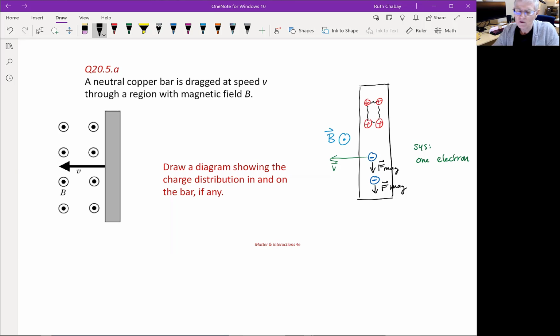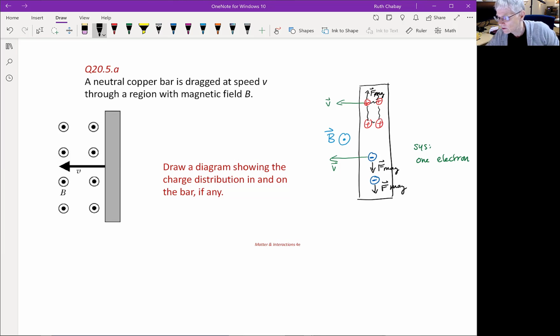Now, is there a magnetic force on the positive atomic cores? Well, let's see. They're moving to the left at speed v, so v cross B is up. So there would indeed be a magnetic force on these things, but they can't move. They're pretty rigidly held in place in the bar. The mobile electrons, on the other hand, are totally free to move.